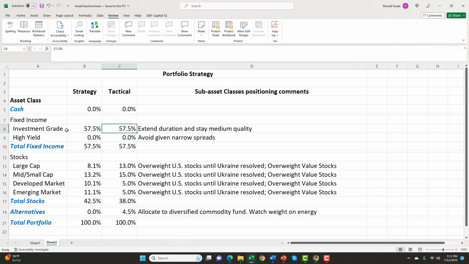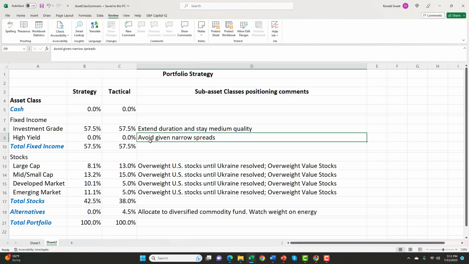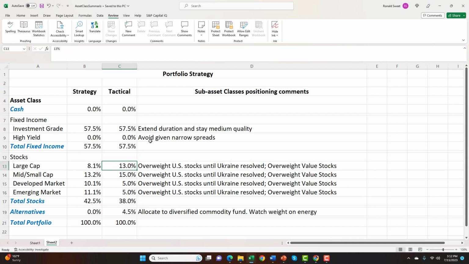So where am I different than my efficient frontier portfolio? On my bonds, it's exactly the same, except I'm going to extend duration. I'm going to buy longer term bonds versus shorter term bonds. I'm going to keep my quality medium quality. I'm avoiding high yield because I don't think they're paying me enough extra return for their risk right now. On stocks, I'm over allocating the US. I don't trust Europe and emerging countries right now because of some of the crisis going around the world. So I'm going to stick with the US.